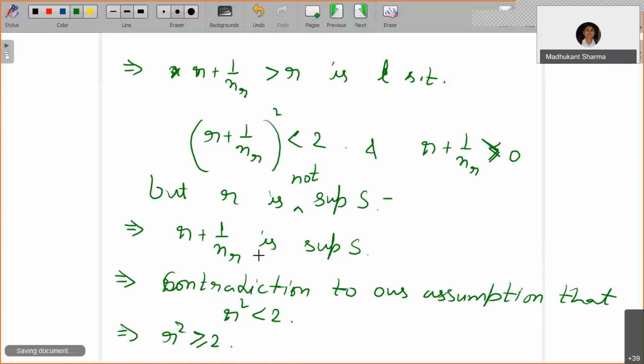But sir, yesterday we found that if U is an upper bound, we can have more than one upper bound, U plus one, U plus two, and our supremum would be U itself, which is the least upper bound. So here, yeah.